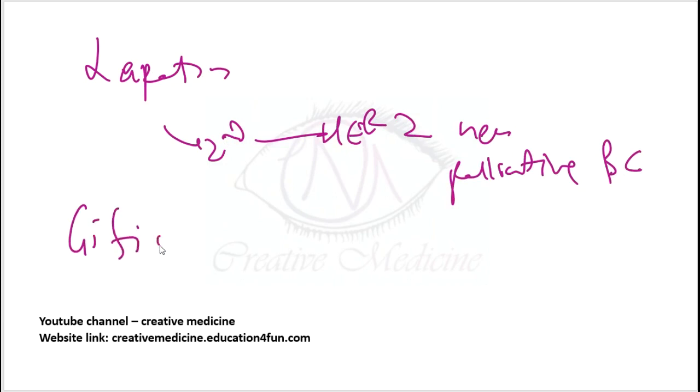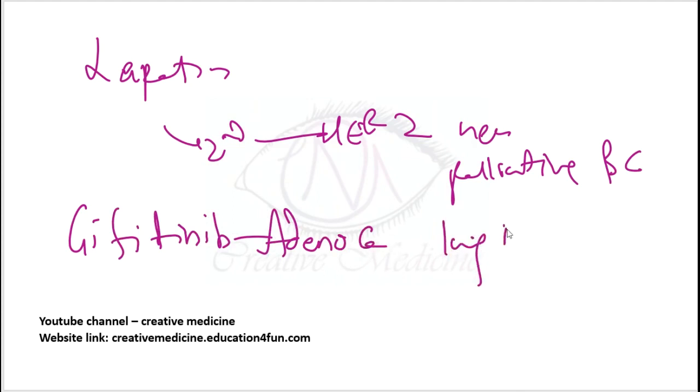Then we have gefitinib. Gefitinib is actually used for adenocarcinoma of lung. It is used for adenocarcinoma of lung in females who are non-smokers. We use gefitinib.